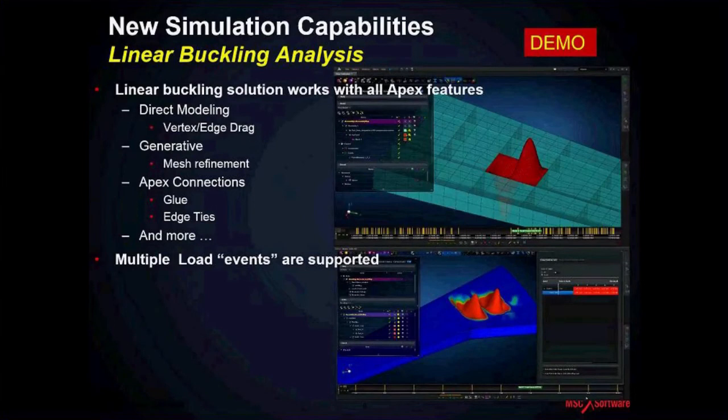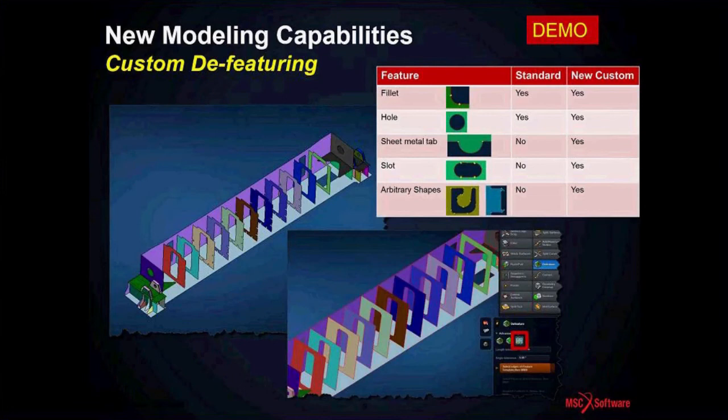And the next tool that we're introducing in Grizzly is what is called custom defeaturing. And what is this? In previous releases of Apex, we have introduced the defeaturing of our standard features such as fillet, hole, chamfer, etc. But in any engineering design, there will always be some non-standard features such as sheet metal tabs, slots, and arbitrary shaped holes, what are called keyholes in most of the shipbuilding industries.